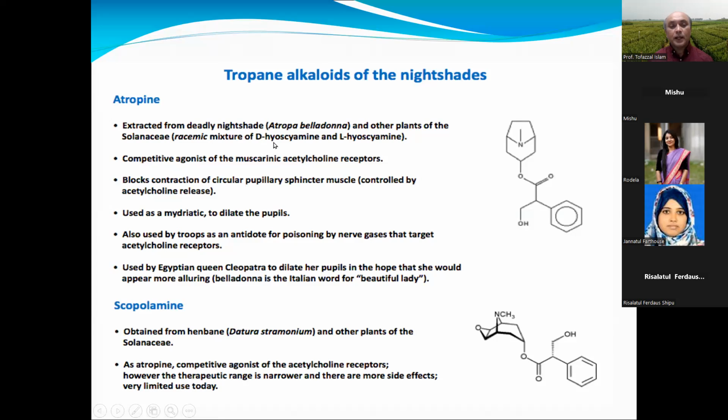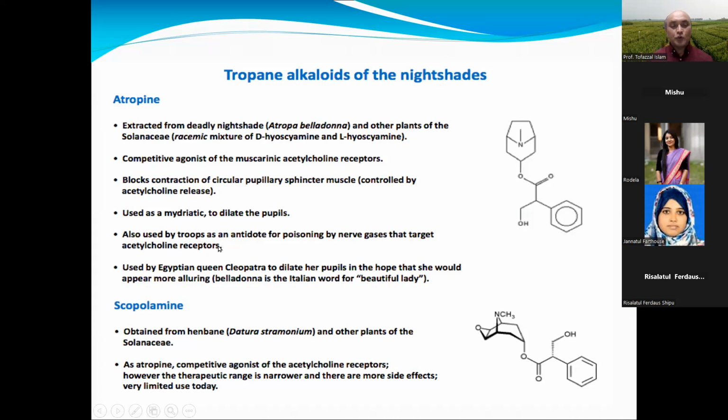Atropine was extracted from the deadly nightshade plant, Atropa belladonna, and other plants of the family Solanaceae. Here you can see the structure of atropine. It is a competitive antagonist of the muscarinic acetylcholine receptor and blocks the contraction of the circular pupillary sphincter muscle controlled by acetylcholine release. And it is used as a mydriatic to dilate the pupils, to improve the attention or concentration of students for their study.